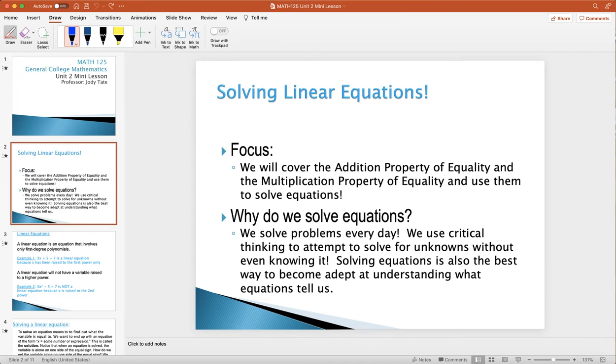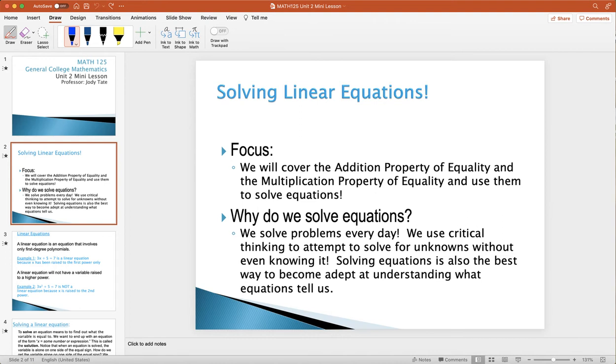We solve problems every single day. So in Unit 1, we talked about some real world problems we had and the solution that we tried or used to help us solve the problem. So in this course, when we're looking at numbers and the math, we still find value in it because we use critical thinking when we're solving equations to attempt to solve for unknowns. And we do that in our daily lives.